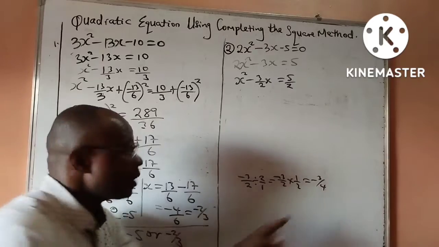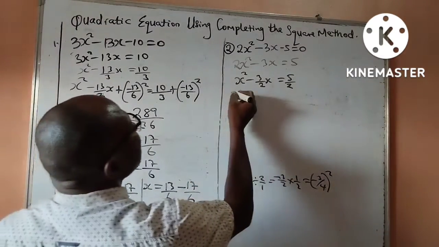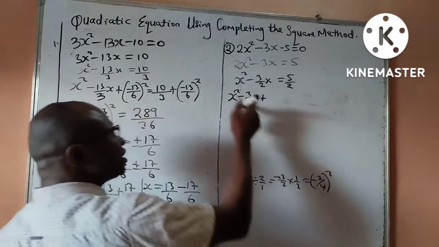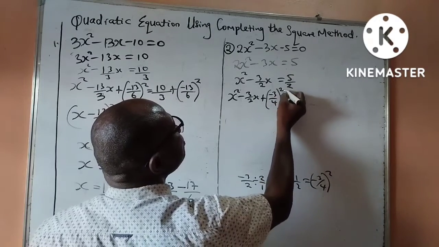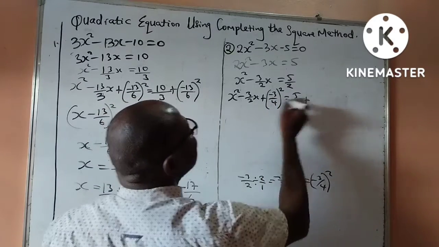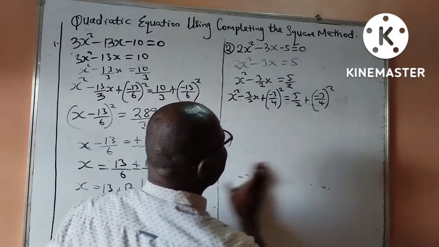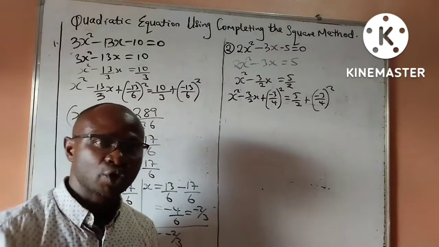I will now raise it to power 2 like this, and then add it to the left and to the right. I will now have x raised to power 2 minus 3 over 2x. Then adding it to the left means minus 3 over 4 raised to power 2 equal to 5 over 2. Then adding to the right, it will be minus 3 over 4 raised to power 2. I have taken the third step. I will go to the fourth one.